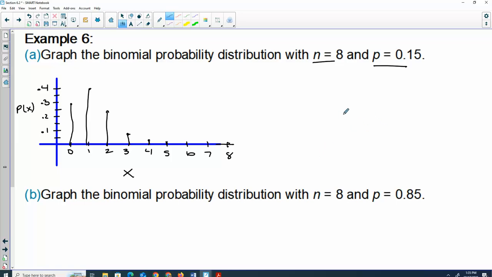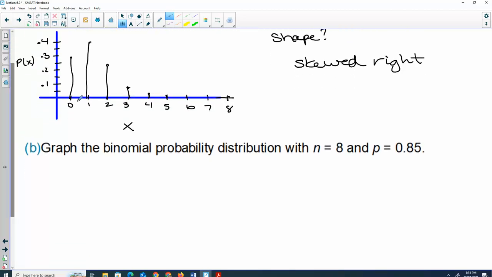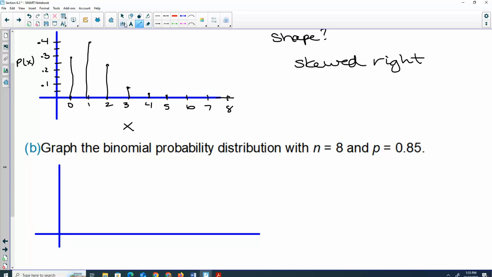Okay, so the only reason I would need to have that graph is if I asked you this shape. How would you describe that? What do you think would happen if I asked you to graph it when n is 8 and p is 0.85? Why? Yeah, isn't this just the opposite of 0.15?